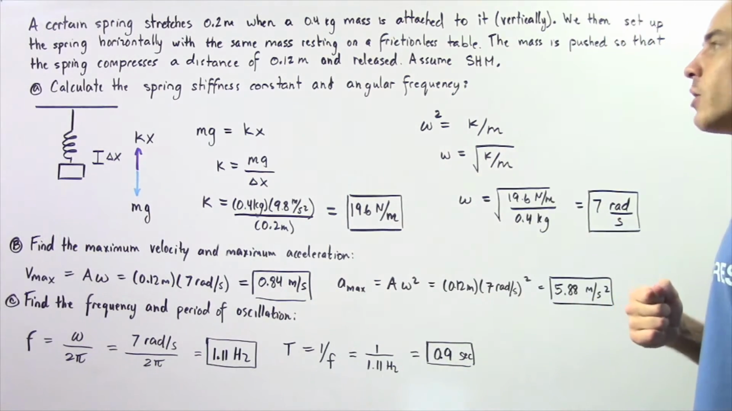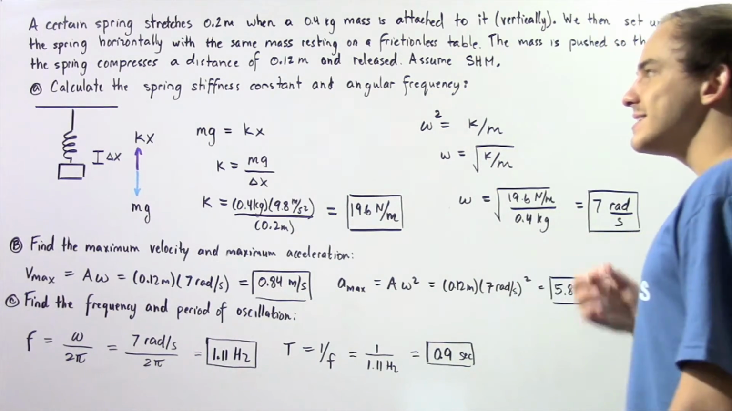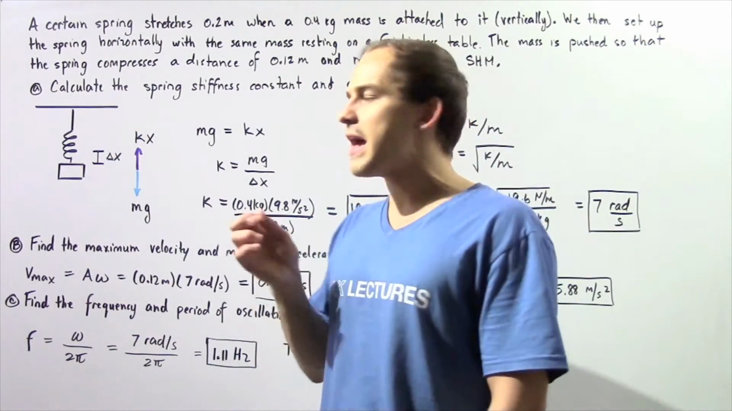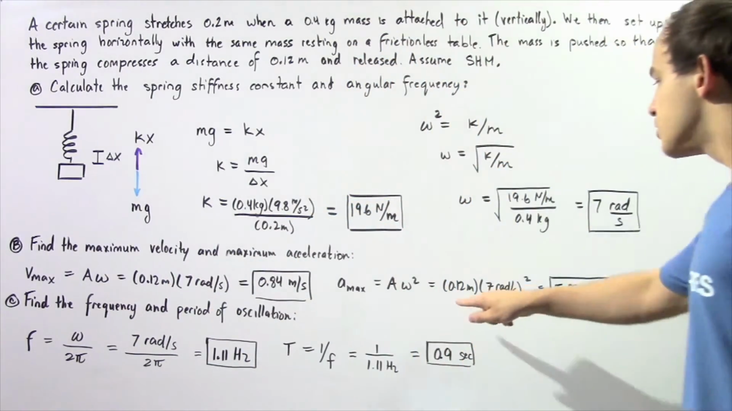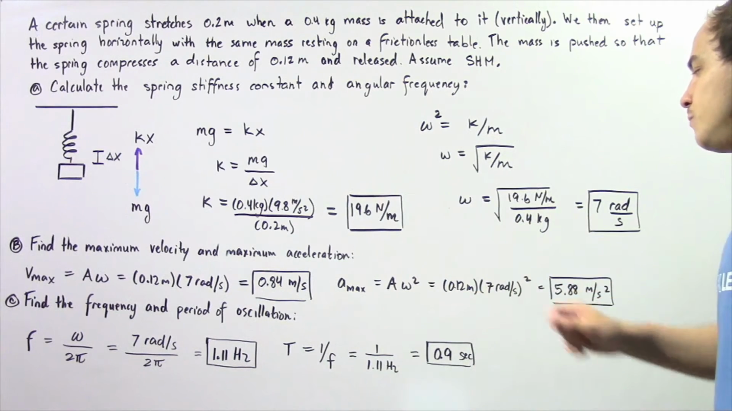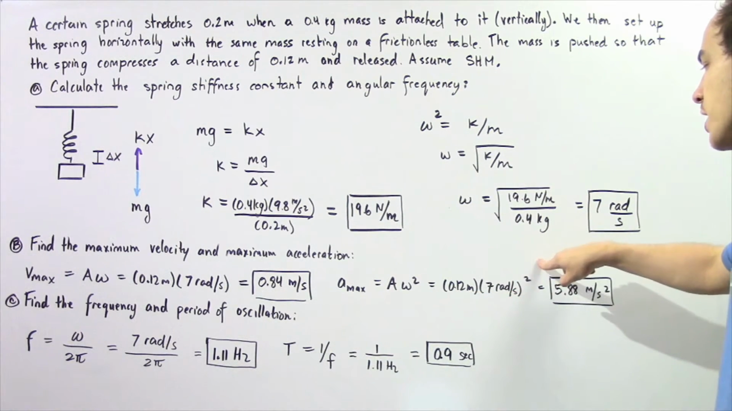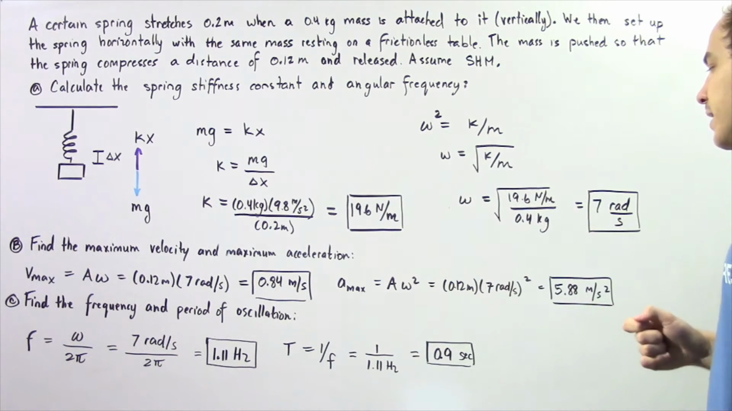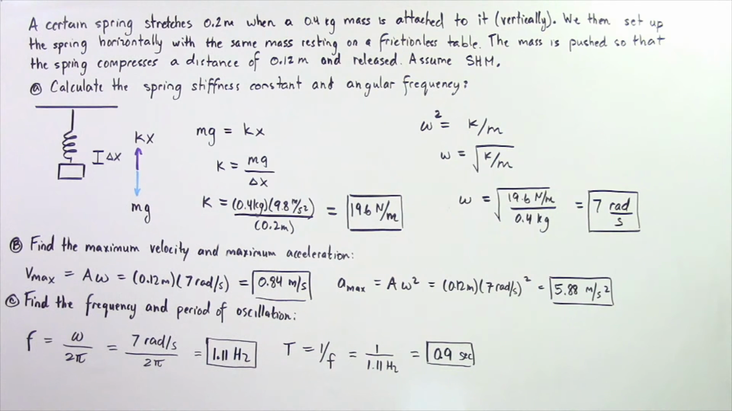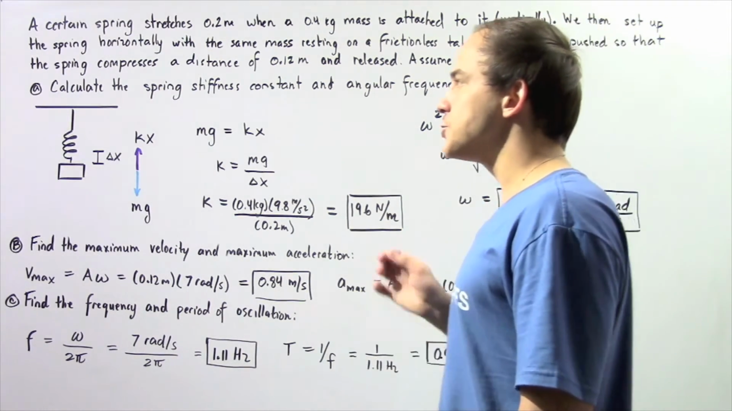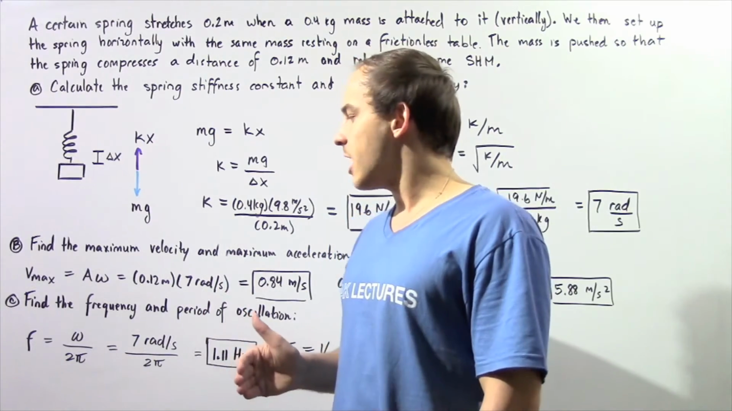Now what about our Amax? Well, Amax is given by taking the product of the amplitude and the square of our angular frequency. So we take our 0.12 meters and multiply it by 7 rads per second squared, so 49 multiplied by 0.12, and we get 5.88 meters per second squared is the maximum acceleration that is achieved by our oscillating object.